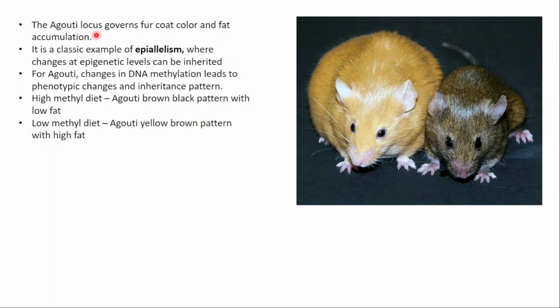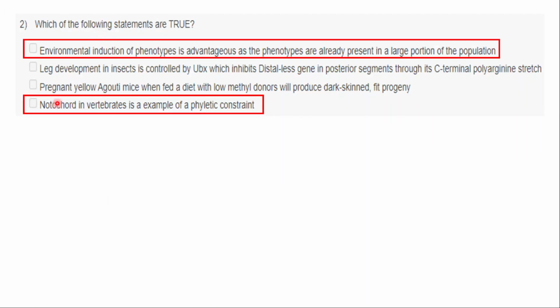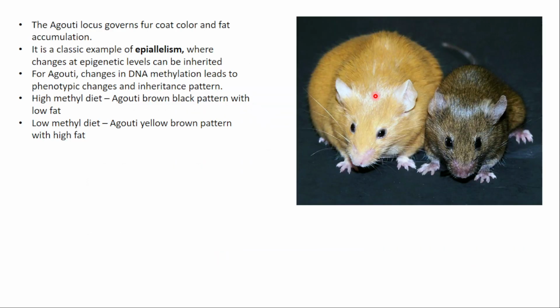Okay. So the question was about the third option: if a yellow agouti mouse is fed a diet of low methyl donors, it will not produce dark skinned progeny. Irrespective of the mother, if you feed a mother low methyl donors, then the pups will be yellow skinned, because low methylation leads to high fat and yellow brown color. So this is the low methylation phenotype. This is the high methylation phenotype. So that's why this statement is also not true.